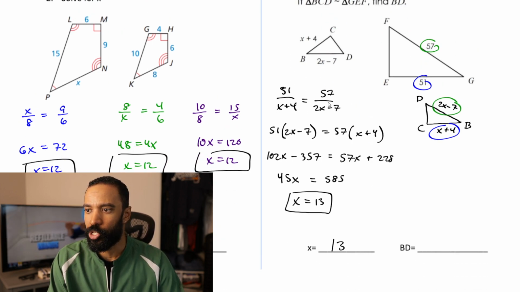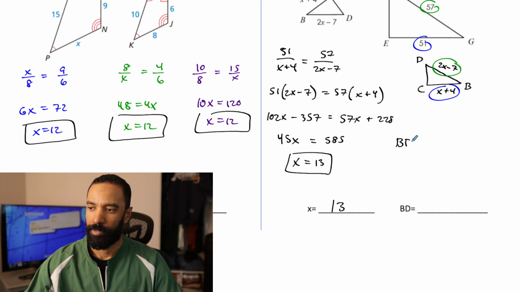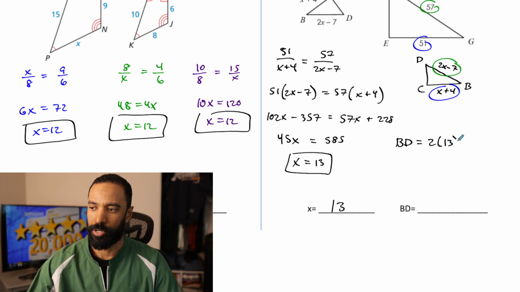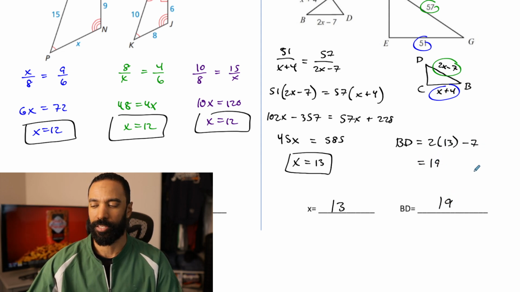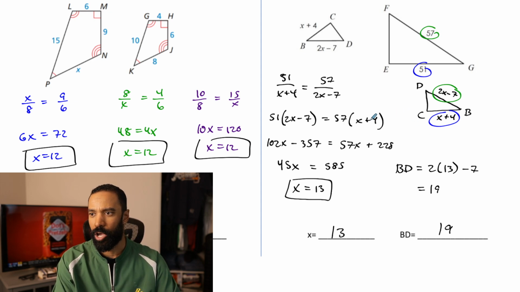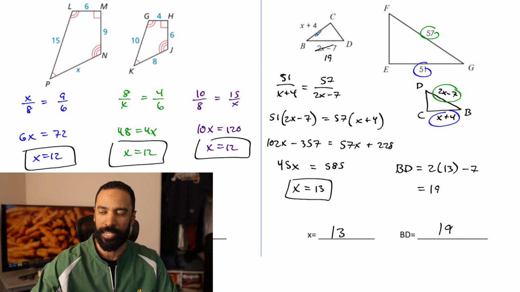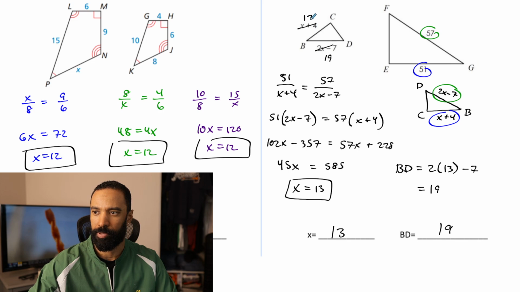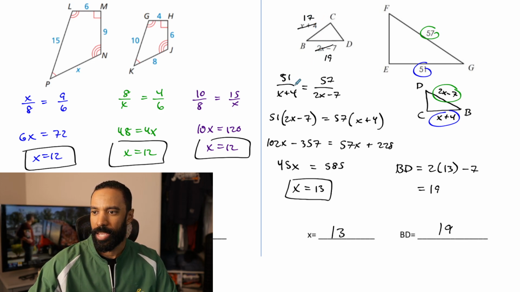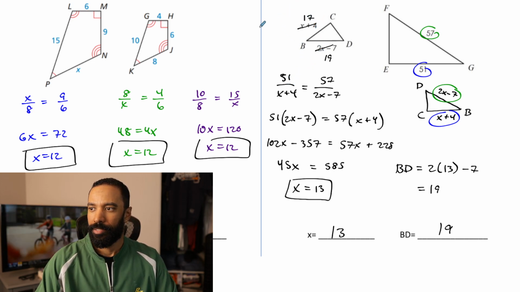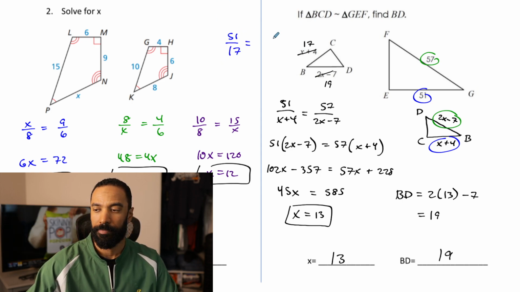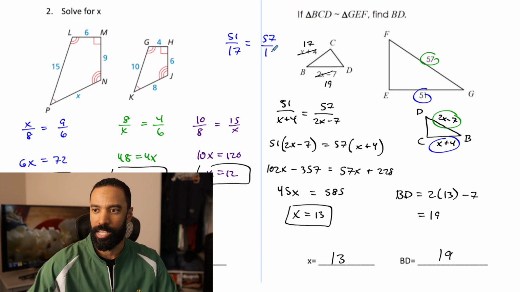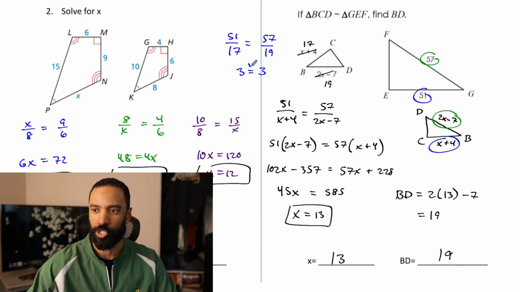BD is 2 times x minus 7. BD is 2 times 13 minus 7. 26 minus 7 is 19. And that's the length of that. Let's see if that actually all worked out. Let's say this is 19. Let's say that 13 plus that is 17, right? So they're saying 51 over 17. Let's see if this works. 51 over 17, which by the way is 3, equals 57 over 19, which by the way is 3. 3 equals 3. This checks out.